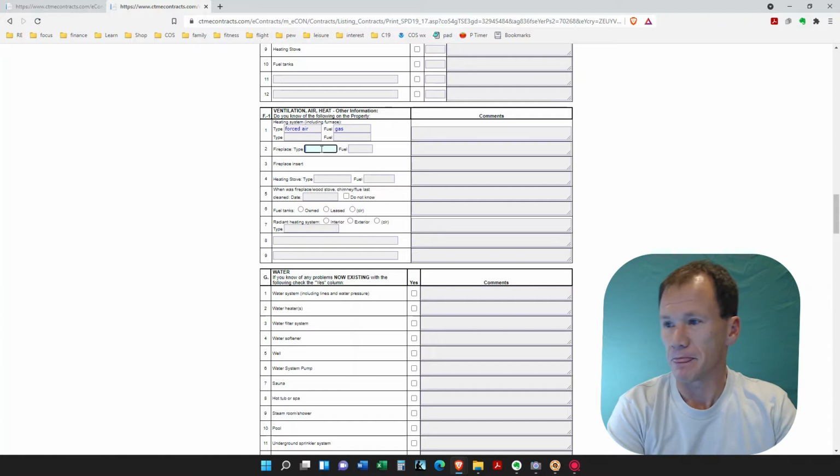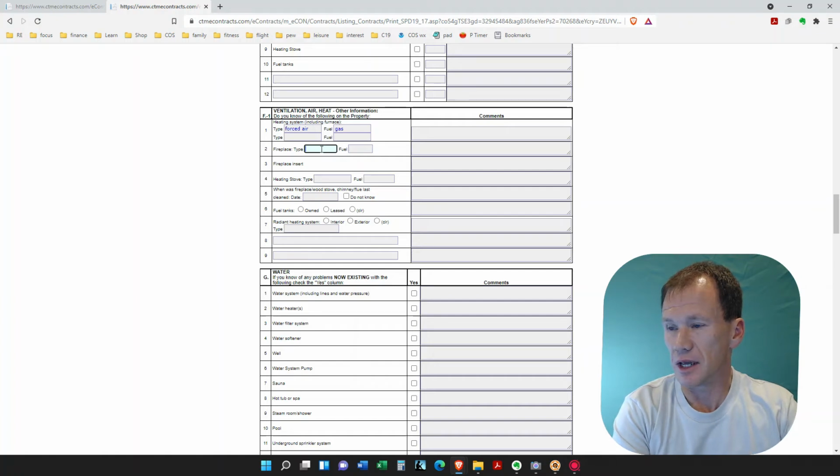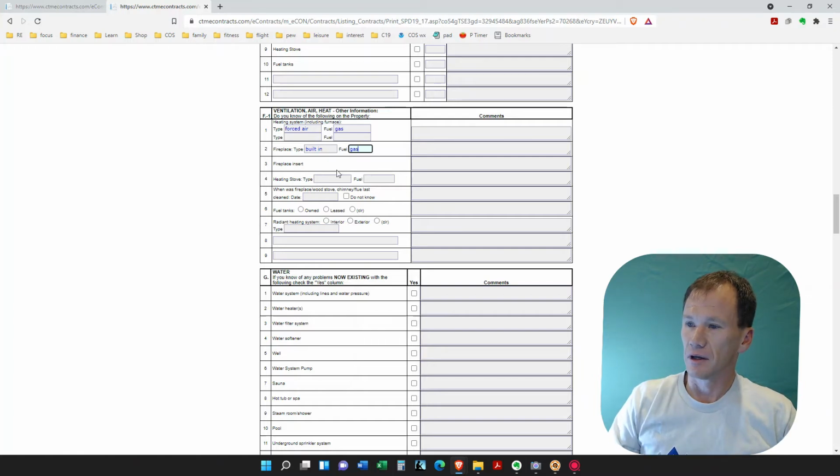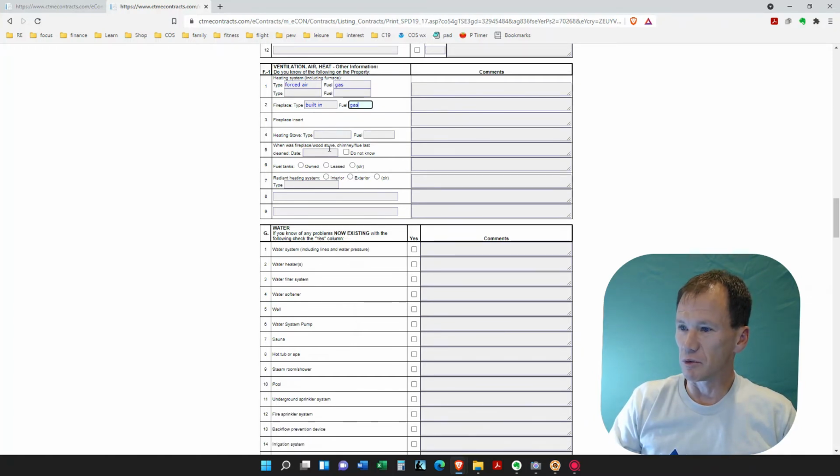Fireplace type. This is going to be a built-in gas. Heating stove type doesn't apply in this house. When was the fireplace or wood stove chimney flue last cleaned? If you have a wood-burning fireplace or wood stove and you've had it cleaned, put it in here or check do not know. Fuel tanks, if there's any on site, are they owned or leased?